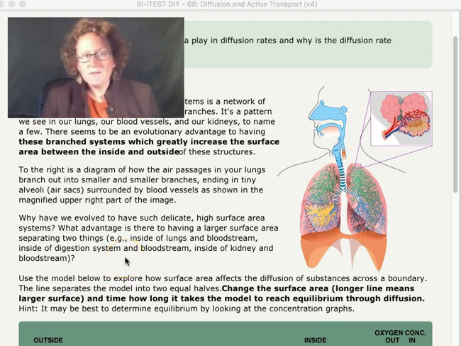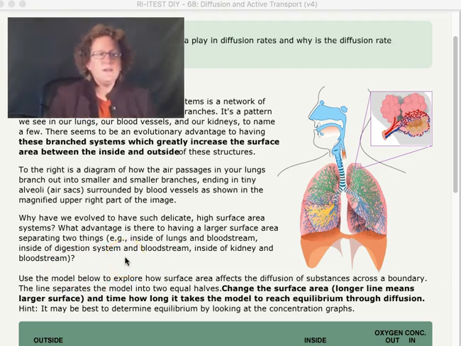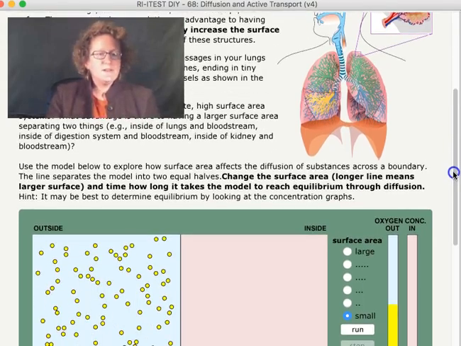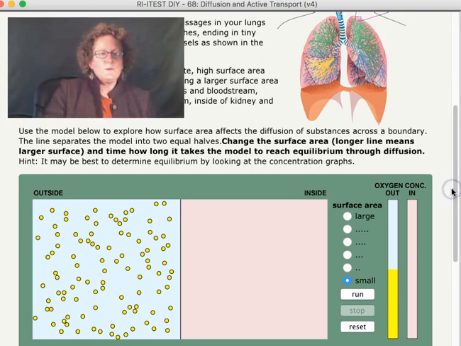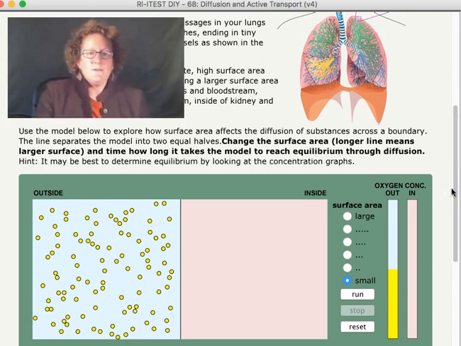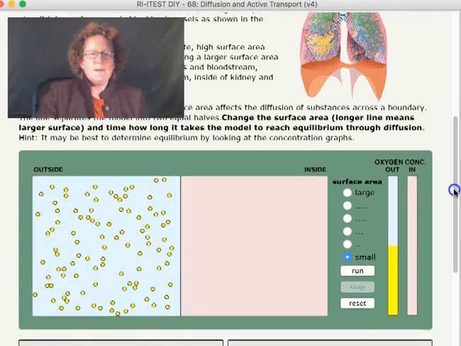Your digestive system, because it's got all these little fingers in it, has an area the size of the square footage of a McMansion, about 3,000 square feet. So there's a lot of surface area in your digestive system too. Let's use the model below to figure out how surface area affects diffusion rates of a substance across a boundary.